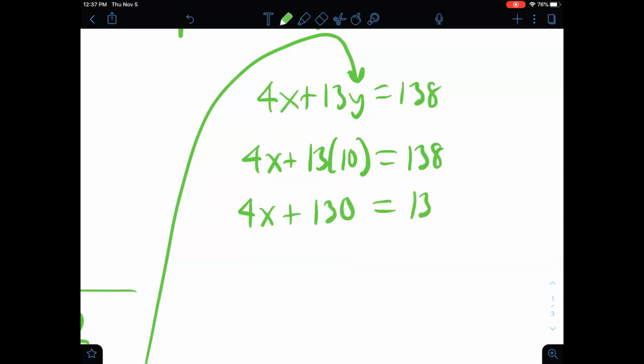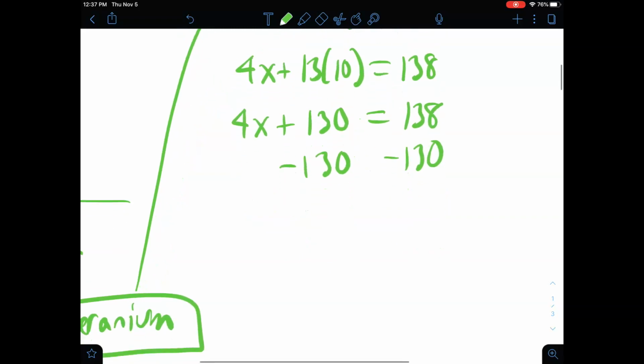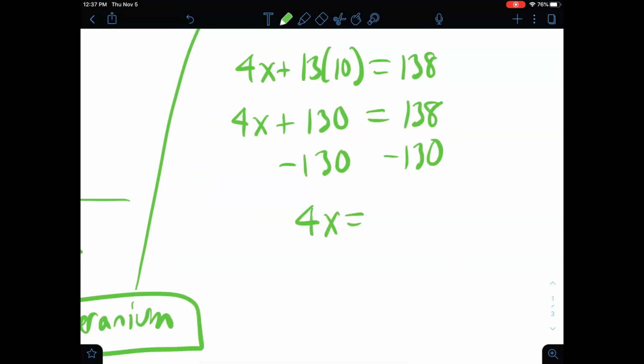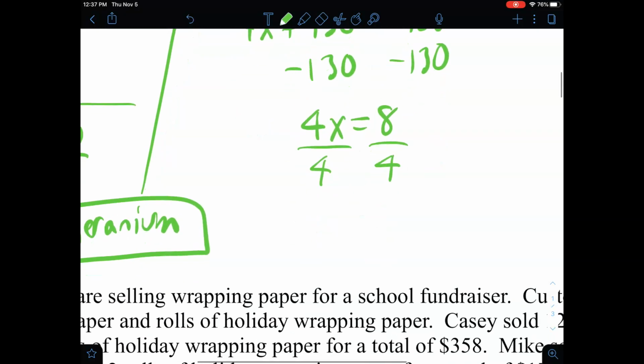Equals 138. Solving for x now, we're going to get 4x alone, so we're going to subtract 130. So we're going to get 4x equals 138 minus 130, which is 8. Divide by 4 to get x alone. So x is going to equal $2 per hosta.